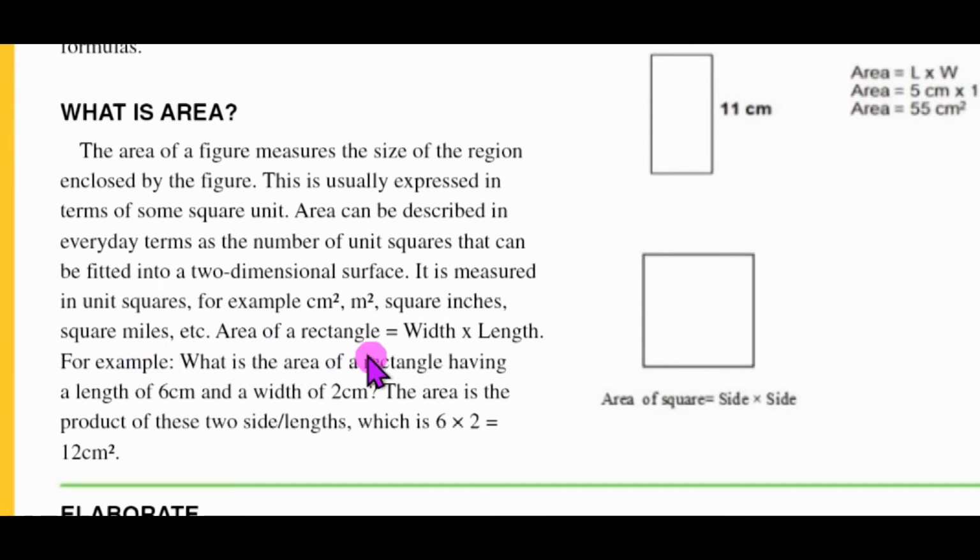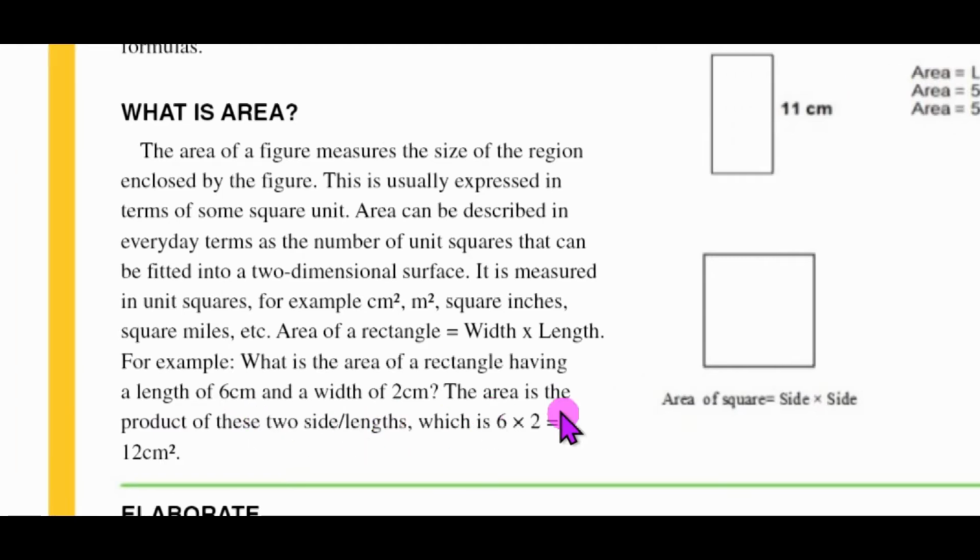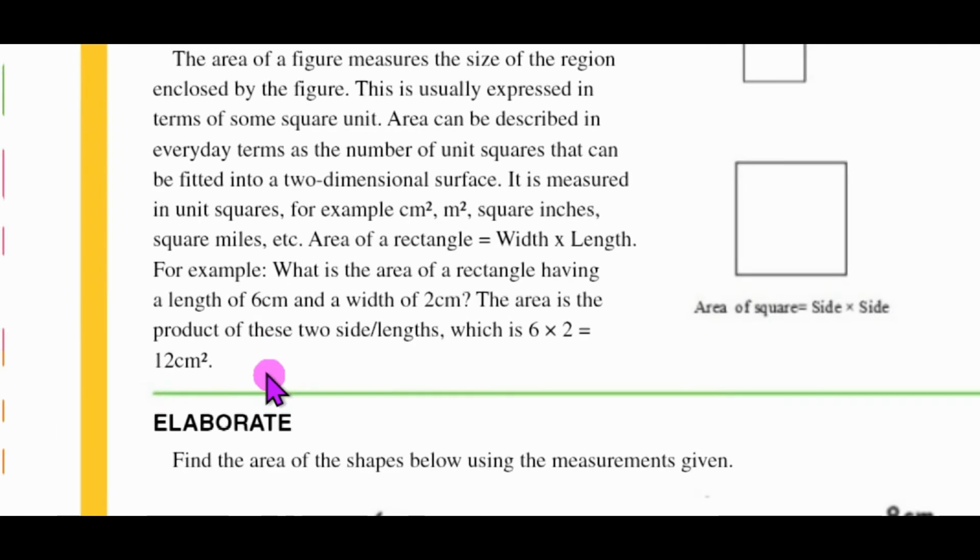Area of a rectangle is equal to the width multiplied by the length. For example, what is the area of a rectangle having a length of 6 centimeters and a width of 2 centimeters? The area is the product of these two sides or lengths, which is 6 times 2, which would be 12, and the units now centimeters squared.